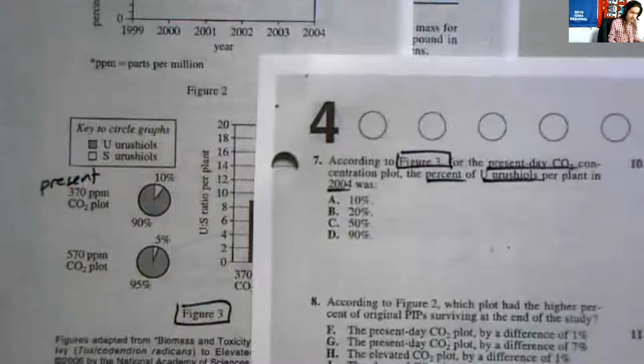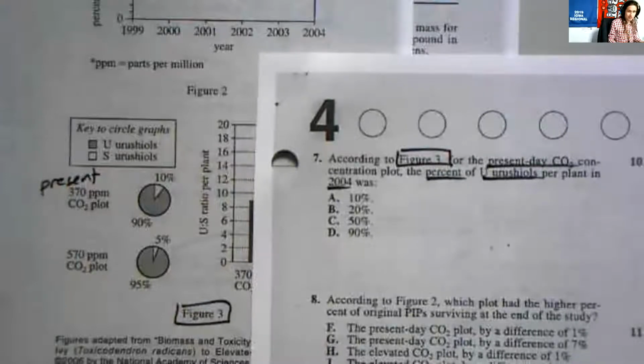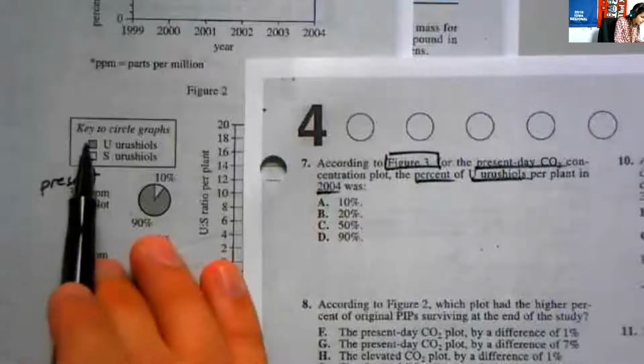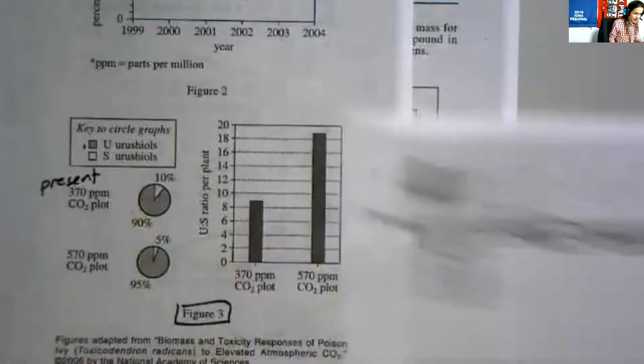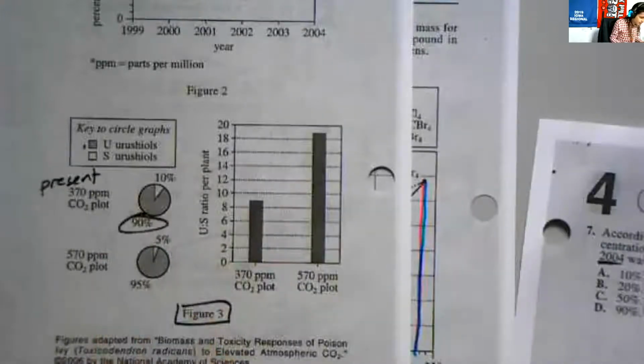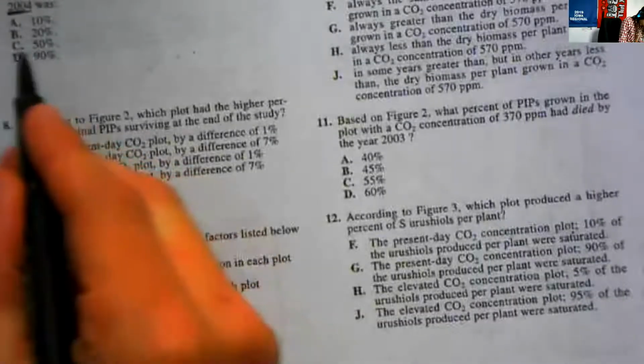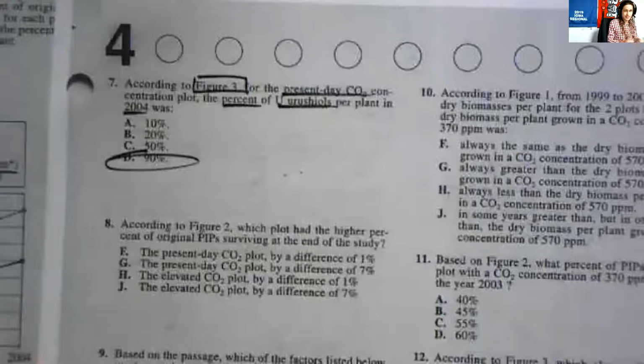According to figure 3, the present day CO2 concentration, the percent of urushiols per plant in 2004 was. Okay, present day. Urushiols are the dark shaded one. The dark shaded one looks to be 90. Okay, I can do this. Did I do it right? Yes, I did. Okay, so we're going to choose on number 7 there, D, 90. Just hopefully finding the right point on the graph.